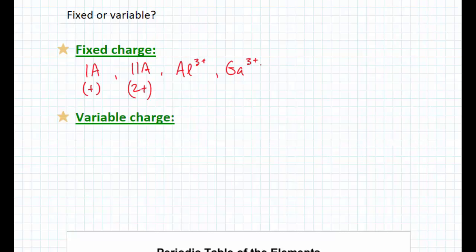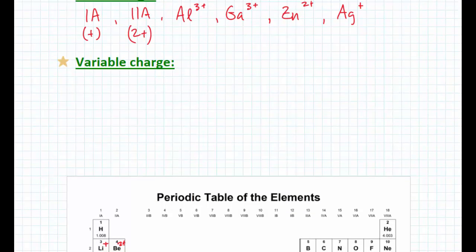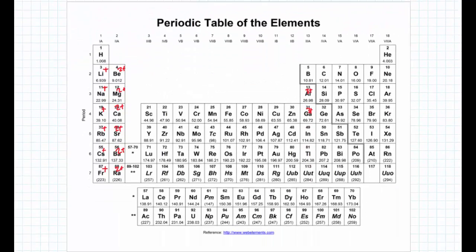I'm going to add 2 more fixed charge metals for you right now. They are zinc, which is 2 plus, and silver, which is plus. So on our periodic table, they fall into a nice order because here's zinc, 2 plus, and here's silver, plus.